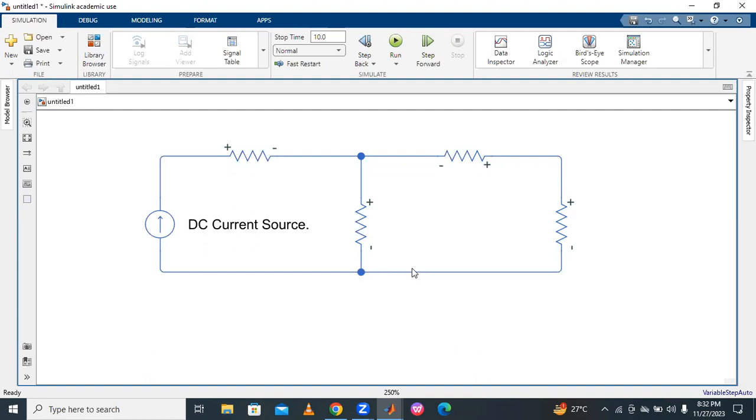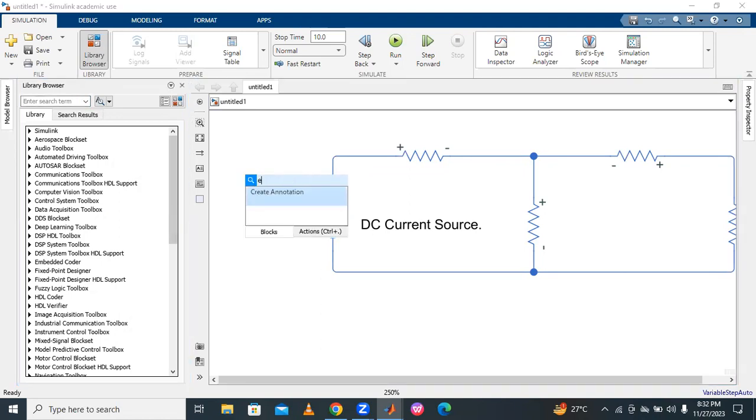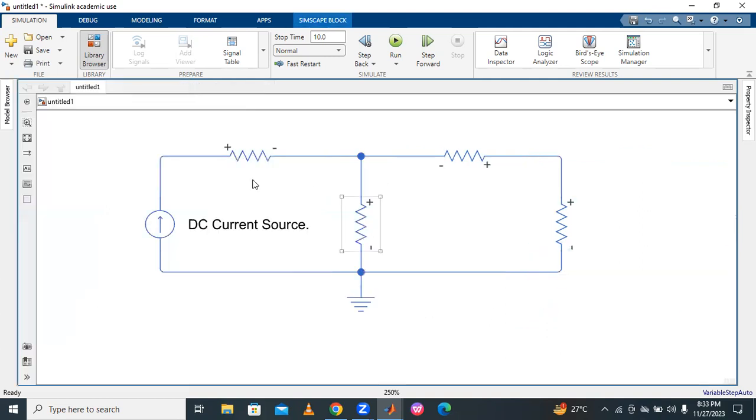The connection is over, and also one ground is required. Go to the library and look for ground. In Simscape, it is called the electrical reference. Take the electrical reference, place it here, and connect it like this.